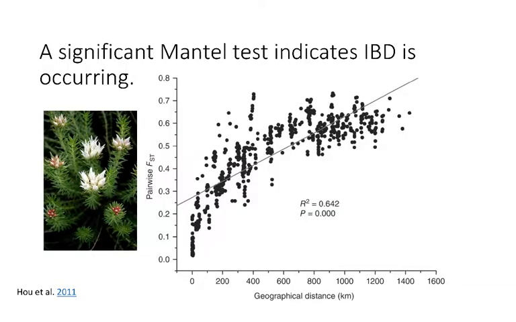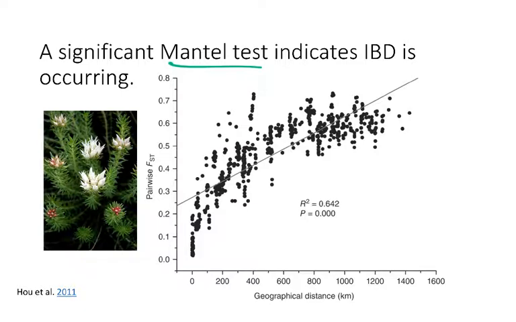So when we are trying to figure out if a pattern of isolation by distance is occurring, it's often decided using something called a Mantel test. So we do this statistically. This is from a paper looking at different types of plants in China, diploid plant species.